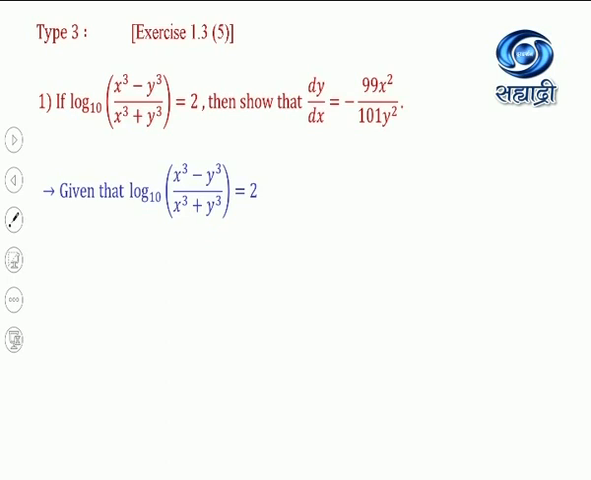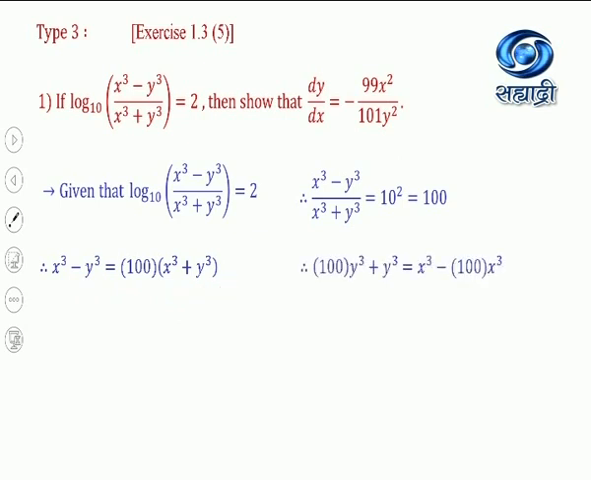Students, now we consider given thing, that is log of bracket to the base 10 is equal to 2. Now this is the logarithmic form. Now we have to convert this into exponential form as X cube minus Y cube upon X cube plus Y cube is equal to 10 raised to 2, and that is equal to 100. Now take this denominator on the right hand side, it becomes 100 into denominator. So we write left hand side X cube minus Y cube equal to 100 into X cube plus Y cube.